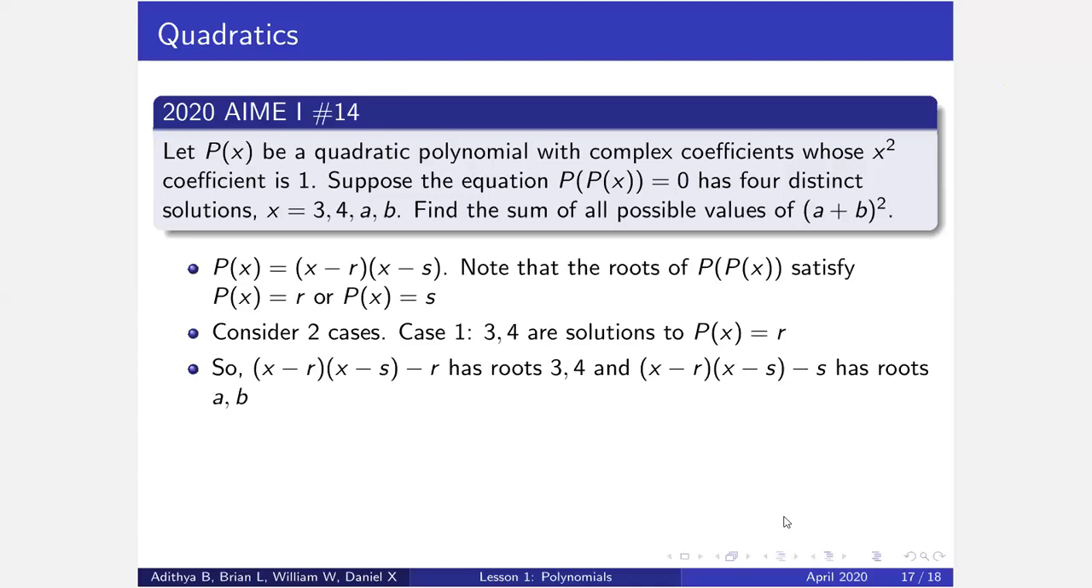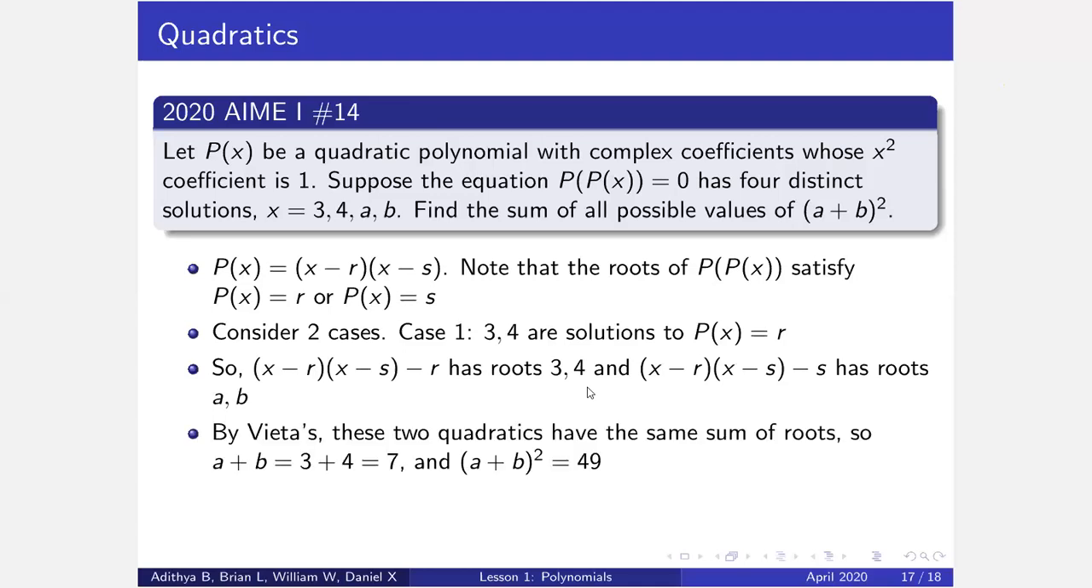But now if we look at the second polynomial, we notice that the leading coefficient is also 1, and the linear coefficient is also minus r minus s, which means that the sum of the roots of this polynomial is also r plus s. But we just found that r plus s is 7, which means that a plus b is also 7. And in this case, we get that a plus b squared is 49. So that was it for this case. When 3 and 4 are roots of the same quadratic, a plus b squared has to be 49.